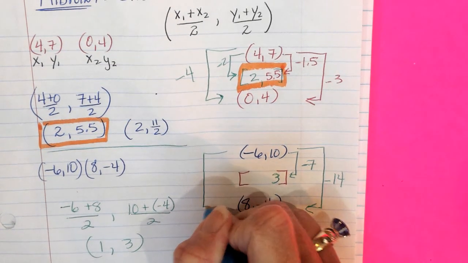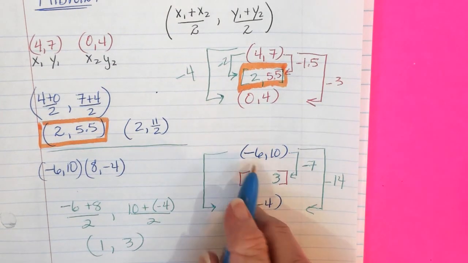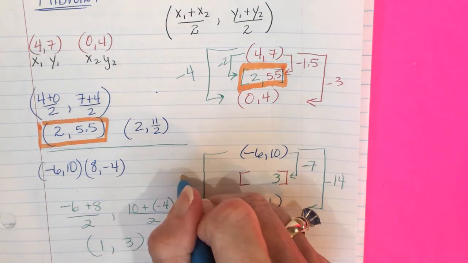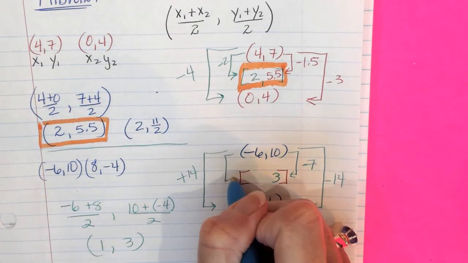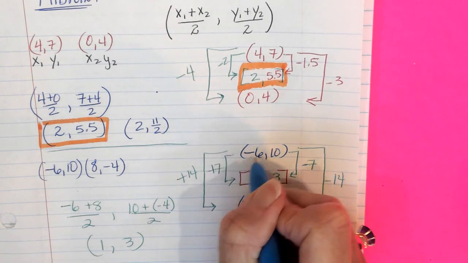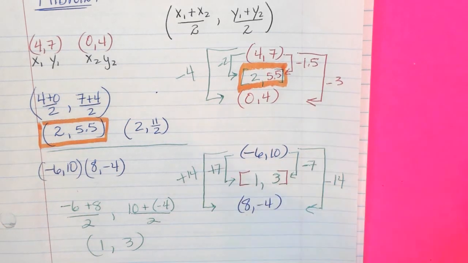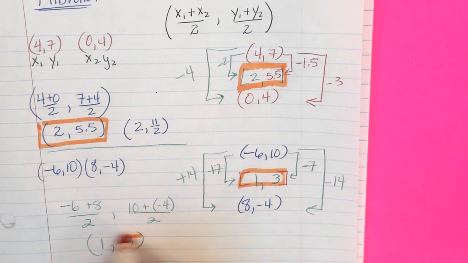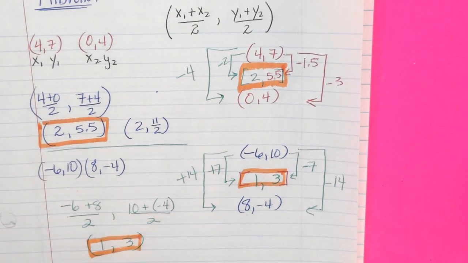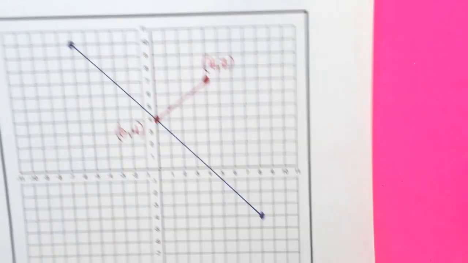How do I get from -6 to +8? I would add 14. I'm only going to go halfway, so I'm only going to add 7. -6 plus 7 is 1. And again, you'll see the answer we found for midpoint this way matches this way. The last way you can do it's the easiest.